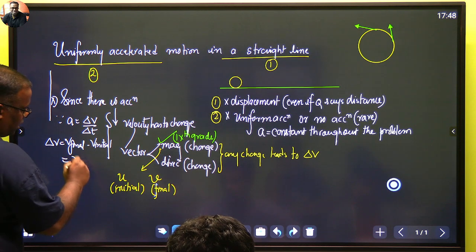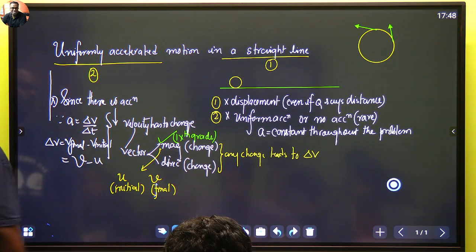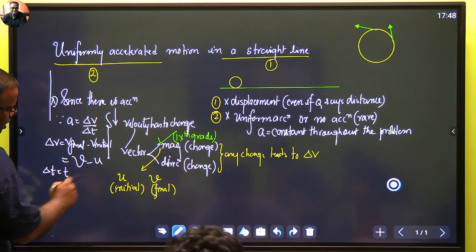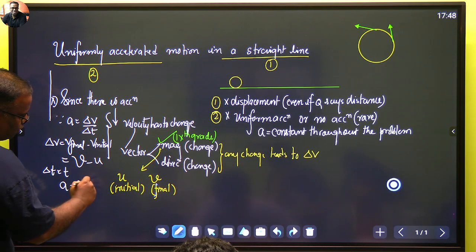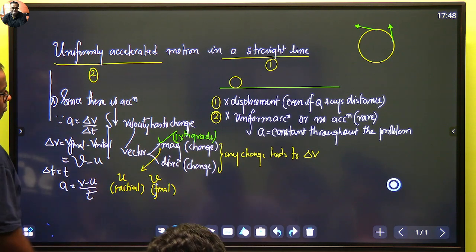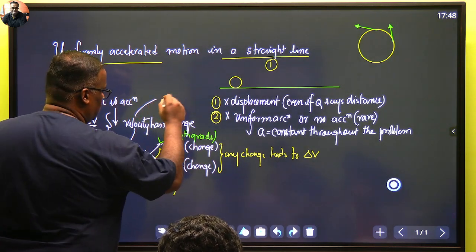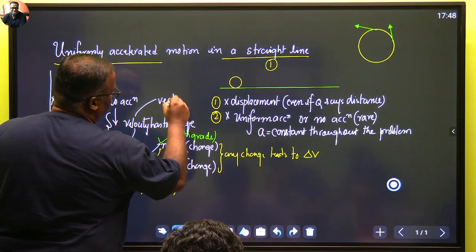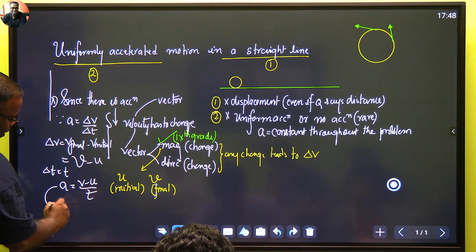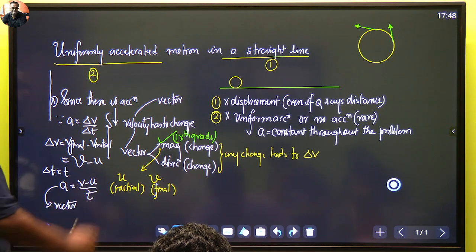तो इसको कैसे लिखते हैं? V minus U, right? And say delta t is equal to t. Okay, that means my acceleration becomes equal to V minus U by t. Now, since velocity is a vector, हमने लिखा था ना, since velocity is a vector, अगर बाप vector है तो automatically बेटा भी vector ही होगा. Now question arises.